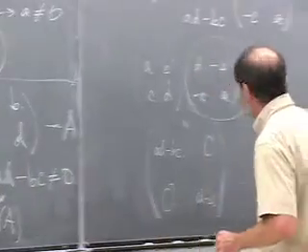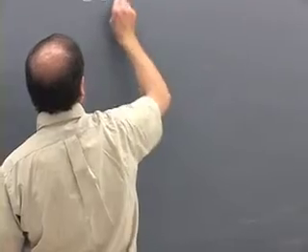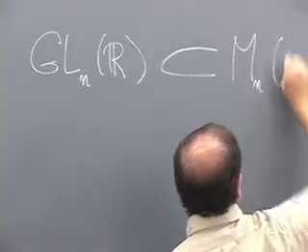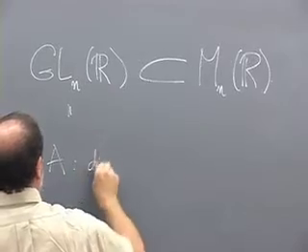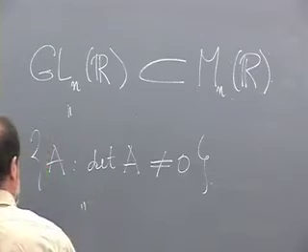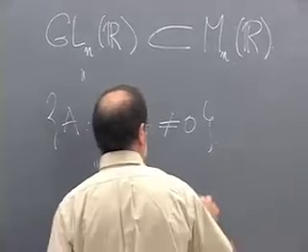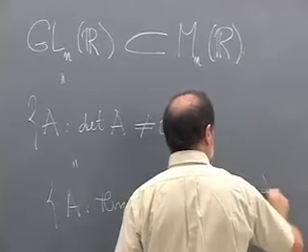OK, so now I can make my first important definition in this course. This vector space of n by n matrices is not what we're really interested in. We're interested in a subset that I'm going to call GLn of R, which is a subset of all n by n matrices over R. And this subset consists of all matrices A such that the determinant of A is not equal to 0, or equivalently, A such that there is an inverse matrix A inverse.